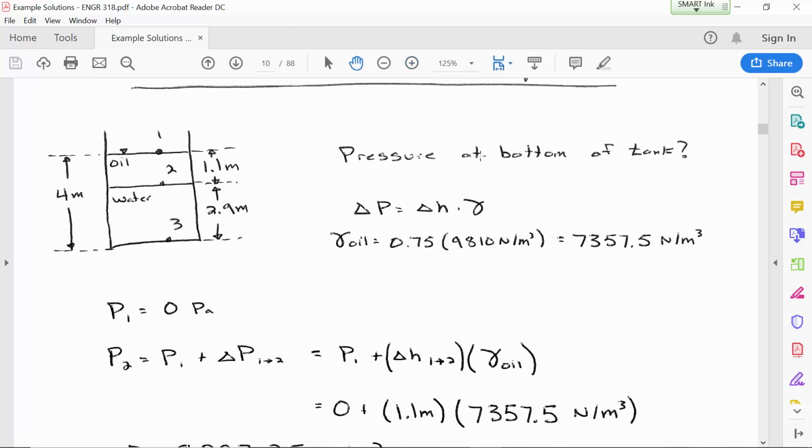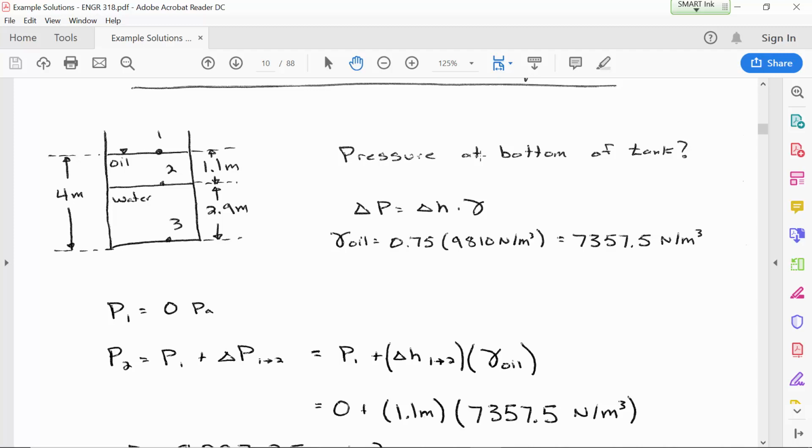Okay, so what we need to do first of all is find out the depth of the water inside of there. That's a trick sometimes I get people on, by only giving the dimensions of 4 and 1.1. You've got to make sure you've got the right depth distance that you're using. All right, so we're going to do it in steps.